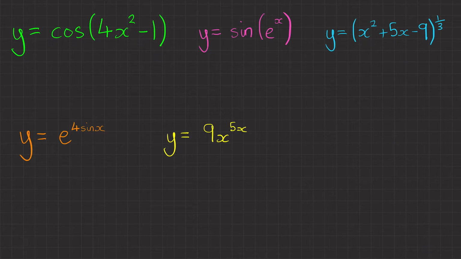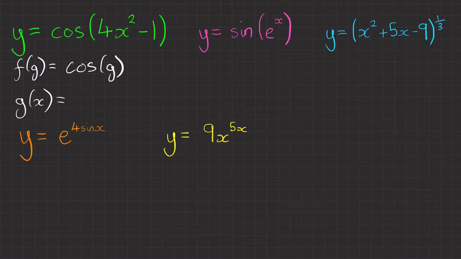Okay, so let's do the essential skill of finding which one is f of g and which one is g of x. Well, for the first one in green, we've got y equals cos of 4x squared minus 1. So we've got a function of a function. Firstly, you'll have f of g. And secondly, you'll have g of x. And the best way to find out which one is f of g is, in essence, you can figure it out just by reading it. You can say cos of the 4x squared minus 1. Already, the first thing I've said is cos of. So actually, it's going to be cos of g. So g is this part inside here. So g of x is actually 4x squared minus 1.